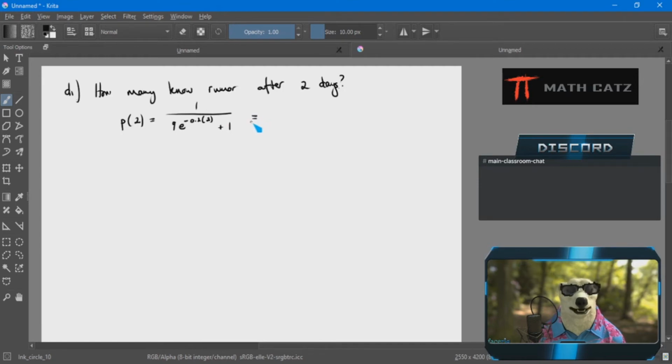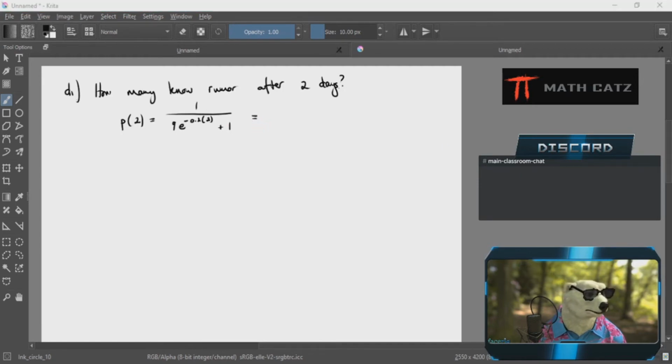And let's see in MathBot, what do you have for me today? So just watch your brackets and be careful in how you're calculating this. 1 divided by everything in brackets. 9 times e to the power of, I'll put that in brackets as well, negative 0.2 times 2, though I could shorten that. And then of course the +1 there.